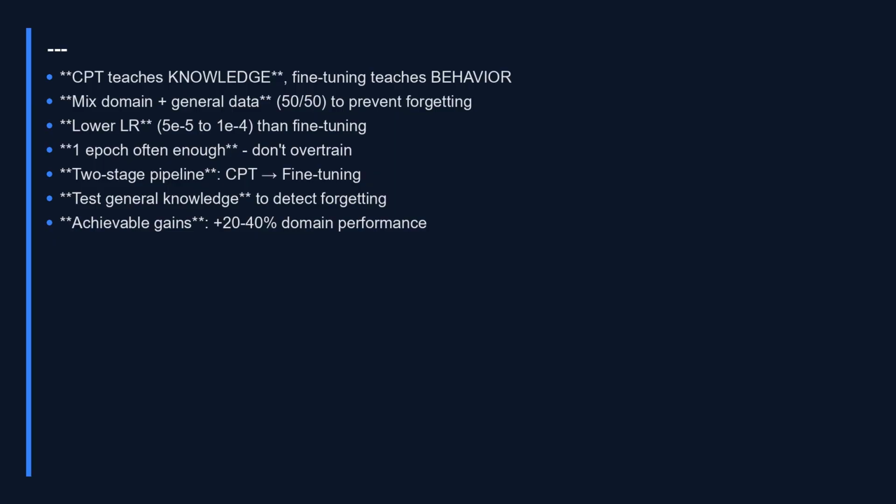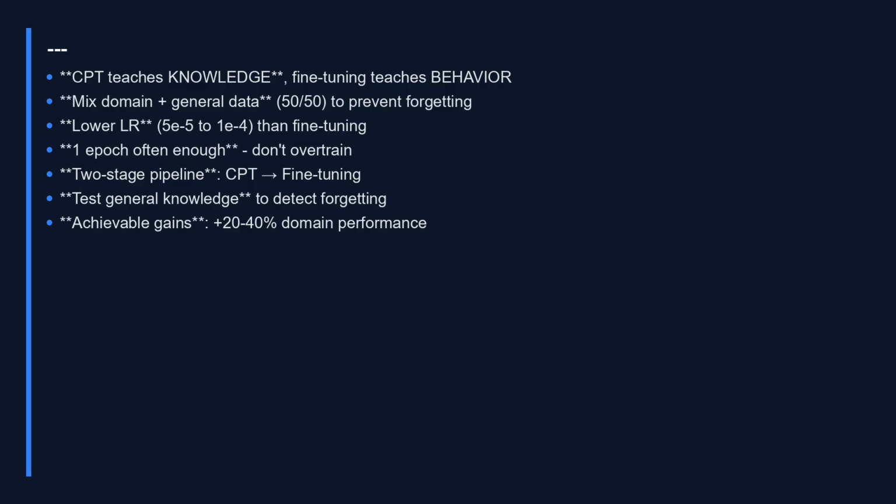Key takeaways. 7 things to carry forward from this lesson. CPT teaches knowledge. Fine-tuning teaches behavior. Keep those roles distinct. Mix domain and general data at roughly 50/50 to prevent forgetting. Use a learning rate between 5e-5 and 1e-4. Lower than fine-tuning. Much lower than original pre-training. 1 epoch is usually enough.